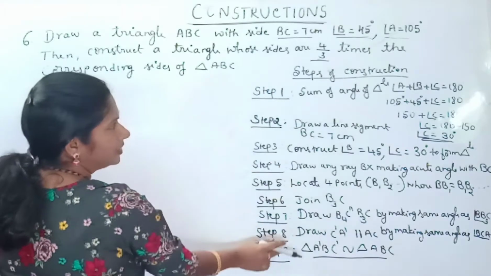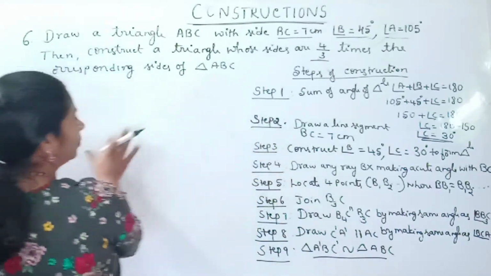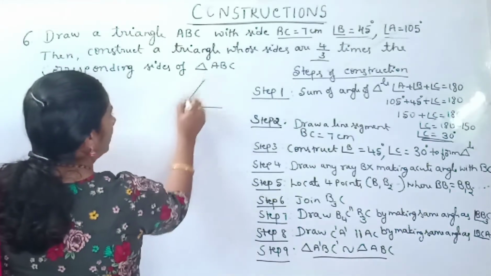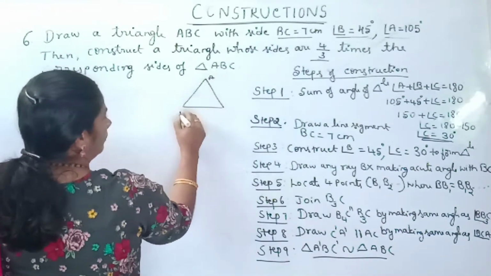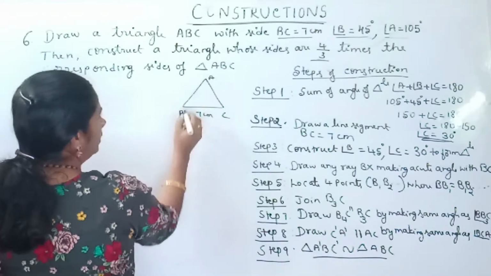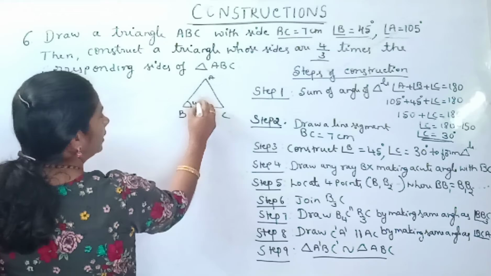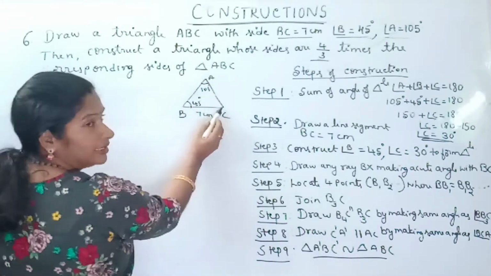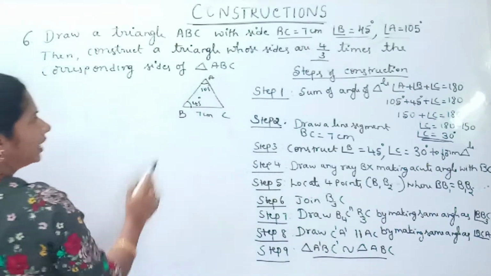I have written steps of construction. Same thing we are going to construct here, children. First step, we have to construct a triangle ABC with the side BC equal to 7 cm, angle B equal to 45 degree and angle A equal to 105 degree. Now angle C they have not given. We have to find out angle C.